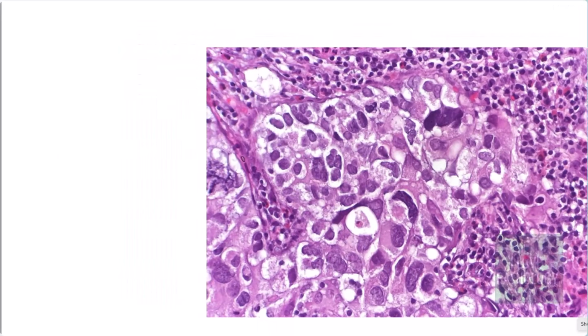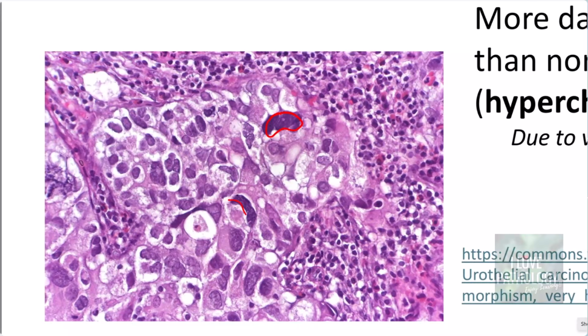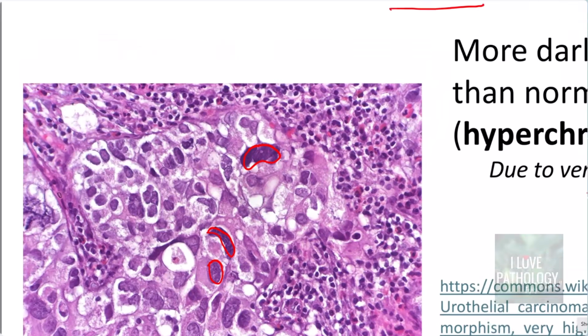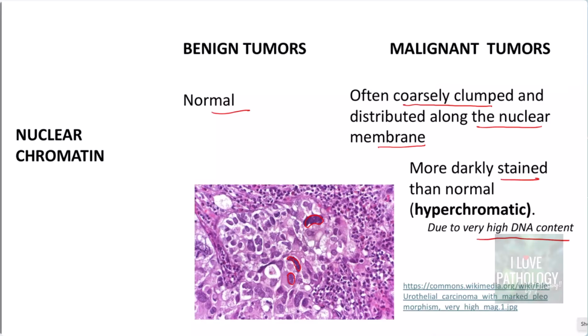And these are the examples of hyperchromatic nuclei. So that is a feature of malignant tumor. If you see hyperchromatic nuclei and prominent nucleoli, which means you're dealing with a malignant tumor.